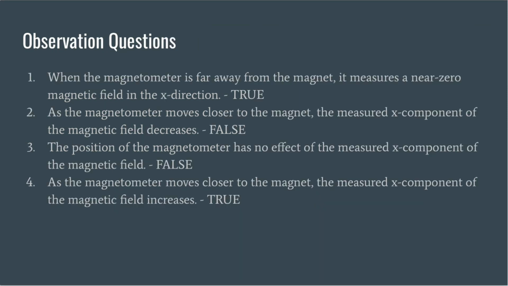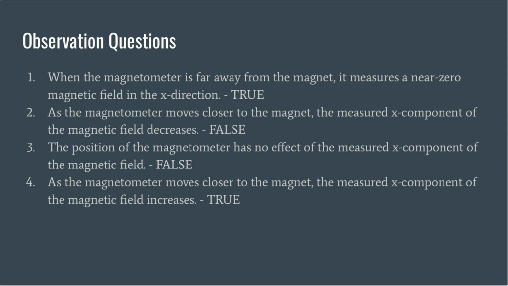Now looking at the observation questions, the first one is, when the magnetometer is far away from the magnet, it measures a near zero magnetic field in the x direction. This is true because, like I said on the previous slide, there's an inverse relationship between distance and magnetic field.